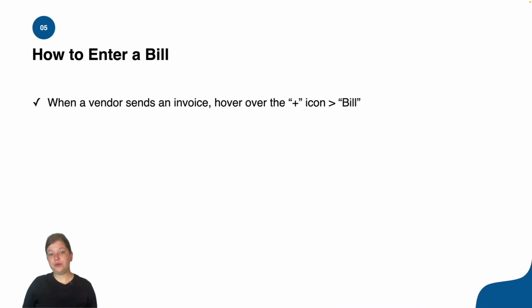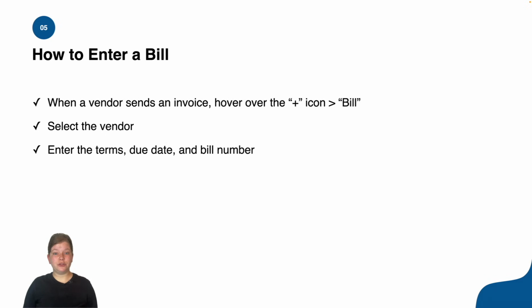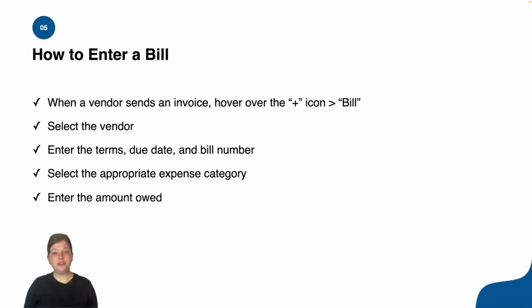So when a vendor sends you an invoice that you need to pay, you're going to hover over the plus or create icon, but this time you're going to select bill. And then you're going to enter the information very similarly to creating an invoice for your customers. You'll enter the name of your vendor. You're going to enter the terms of the bill, the due date, and the bill number. You'll select the appropriate expense category like office supplies or whatever category or categories. Then you're going to enter the amount that's owed to that vendor. And then you're going to click Save.